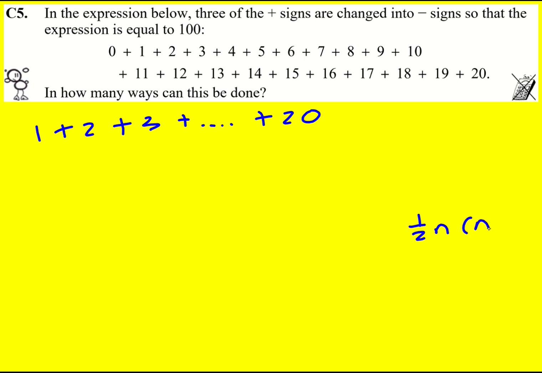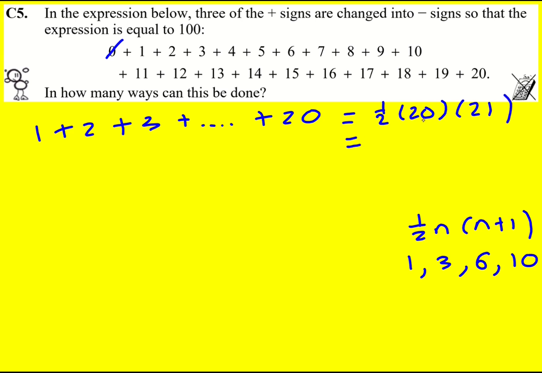There's a half n, n plus 1. Triangle numbers are numbers like 1, 1 plus 2, 1 plus 2 plus 3, 1 plus 2 plus 3 plus 4, and so on, which is exactly what we're doing here. So in our case, we're looking for the 20th triangle number. Forget about this 0, basically. So it's going to be a half times 20 times 21, which is 10 times 21, which is 210.